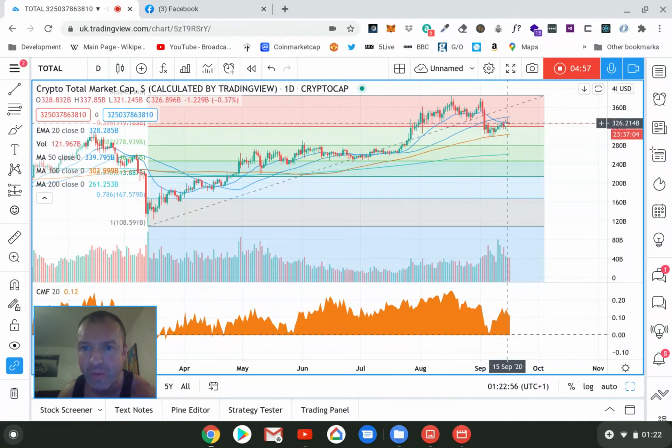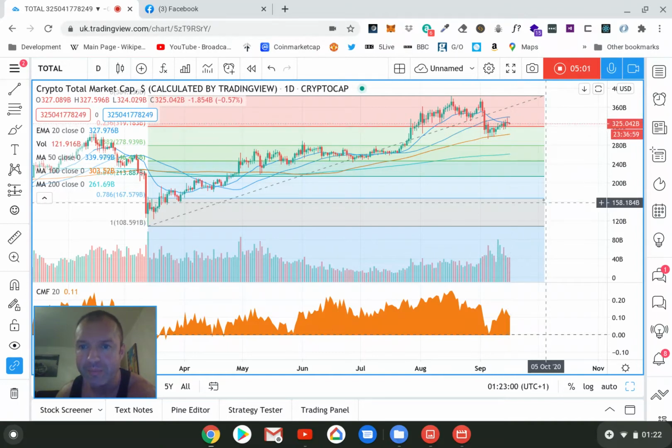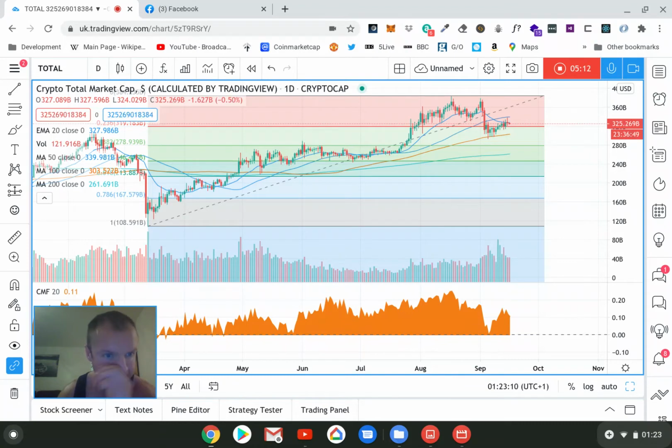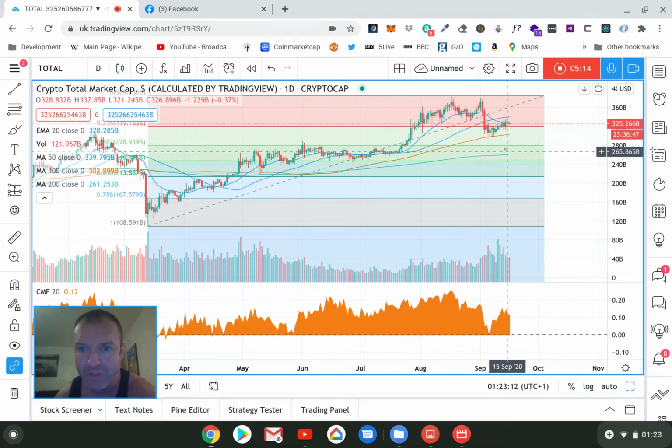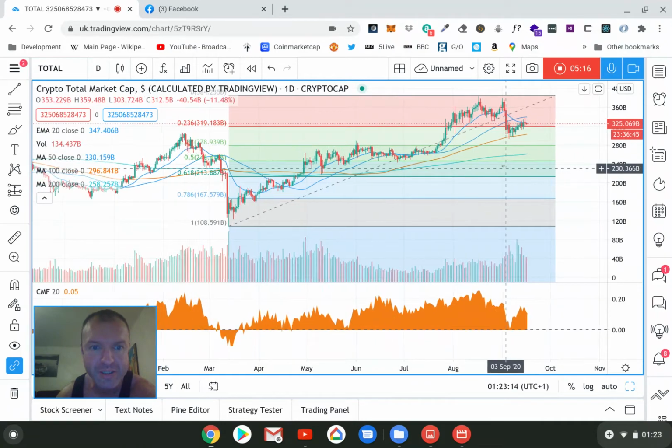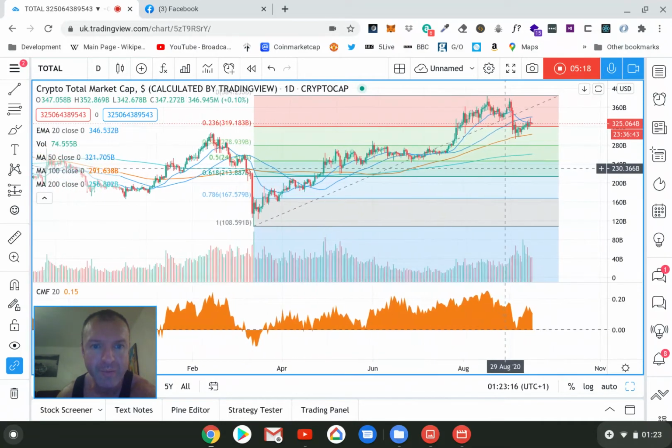And on this chart, we're battling the 20 moving average, which is at 327 billion, and the 50 is at 339 billion. So we're way above the 200, which is a sign of a bear market when we're below that.